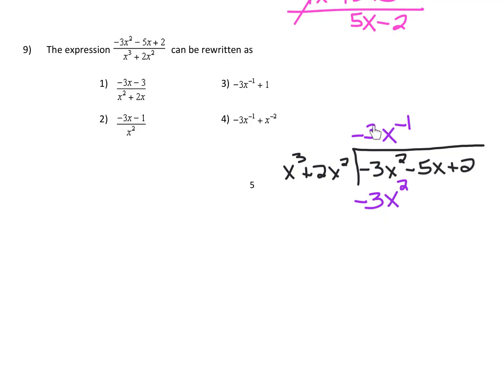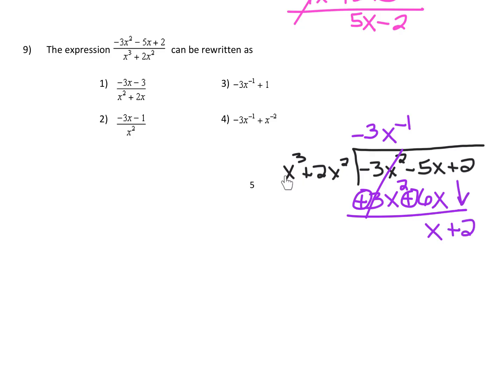Okay, and then let's do the same thing with these two terms. So if I multiply negative 3x to the negative first by 2x squared, well, negative 3 times positive 2 is negative 6. And then x to the negative first times x squared, well, if you add those exponents, isn't negative 1 plus 2 positive 1? So that'll give us x to the positive first, which is just x. Okay, so let's change our signs and see what we're left with. So the first two terms cancel, and then negative 5x plus 6x would be positive 1x, and we're going to bring down this positive 2.